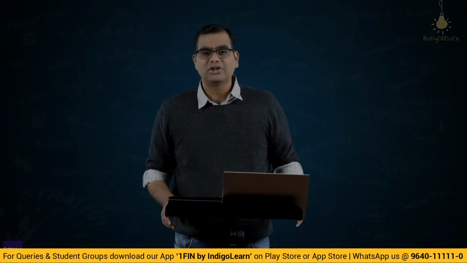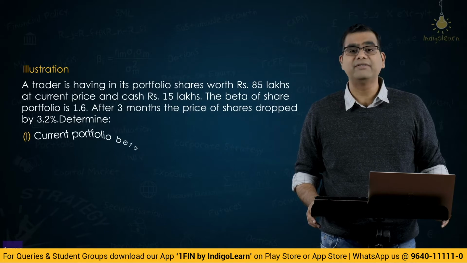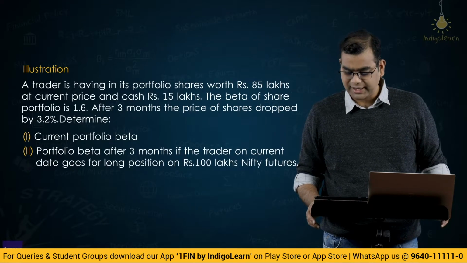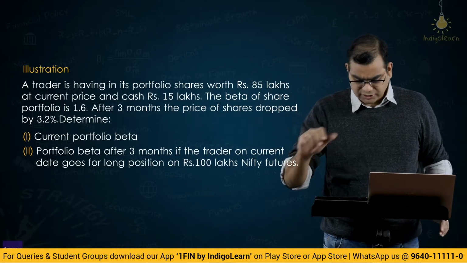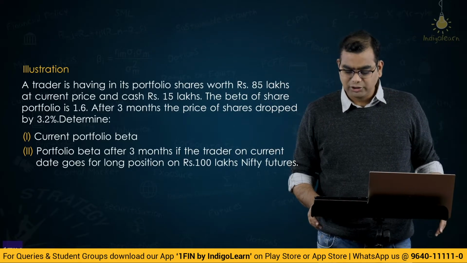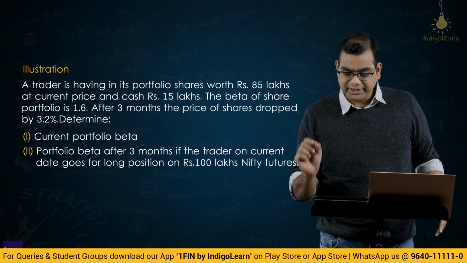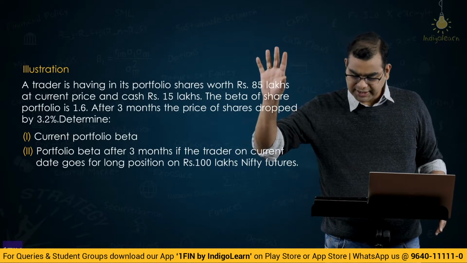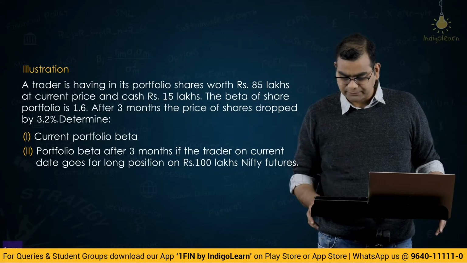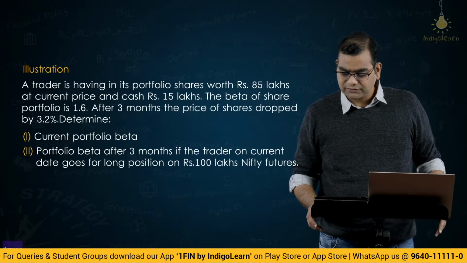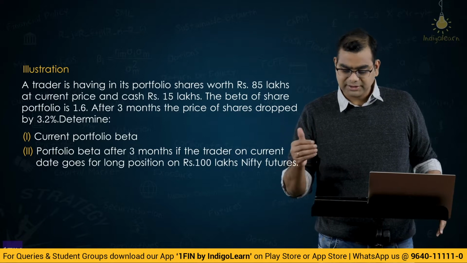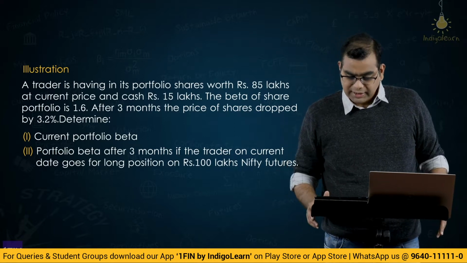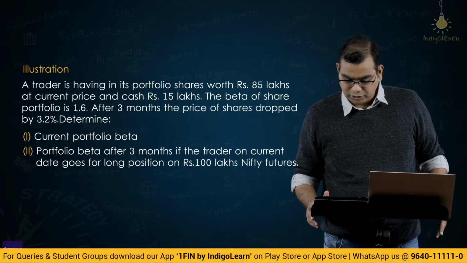So let's look at the next question, friends. A trader is having in his portfolio shares worth rupees 85 lakhs at current price and cash of rupees 15 lakhs. So there is some portfolio of 85 lakhs and cash of 15 lakhs. The beta of the share portfolio is 1.6. So this 85 lakhs has beta 1.6. After 3 months, the prices of the shares dropped by 3.2%. Determine current portfolio beta.